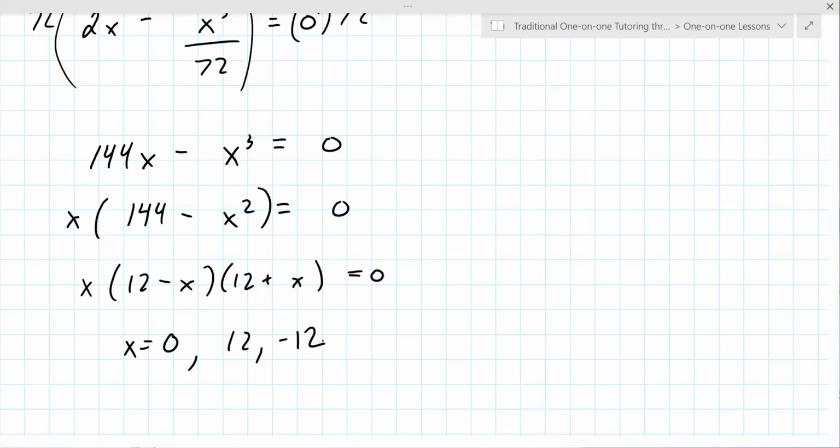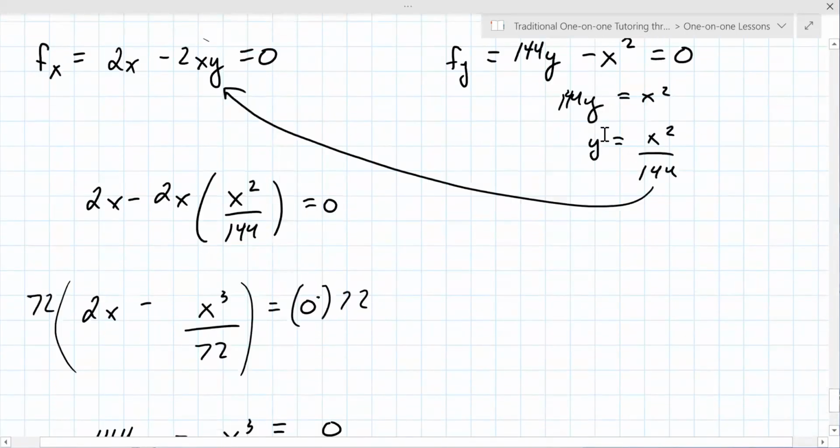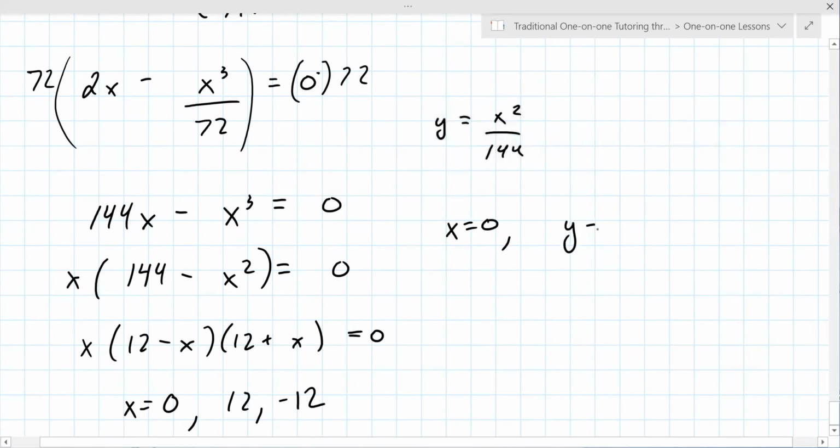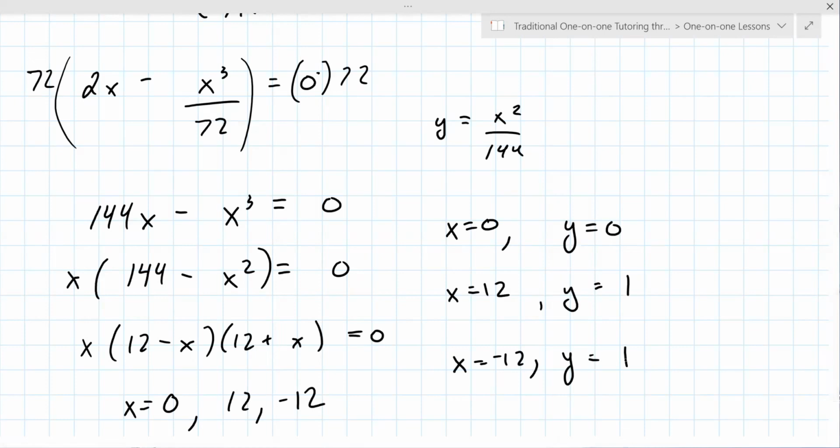So for each of these x values, we have to find the y, and we get y from over here. Y is x squared over 144. What I prefer to do is just do these one at a time. If x equals 0, then y equals 0, because it's 0 squared over 144. If x equals 12, y is 12 squared over 144, which is 1. And if x is negative 12, y is also 1 for a similar reason. So we're not done. This is actually the most complicated problem. From here, I recommend a table.